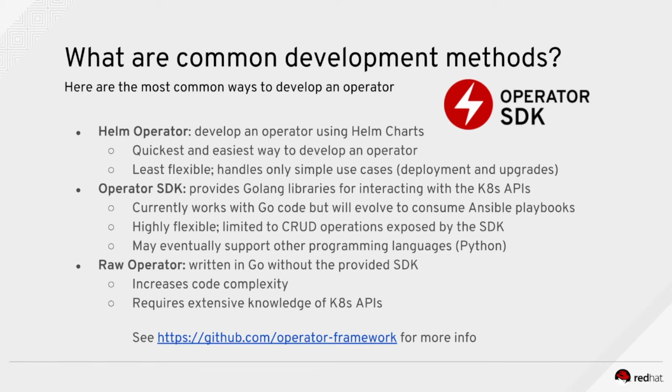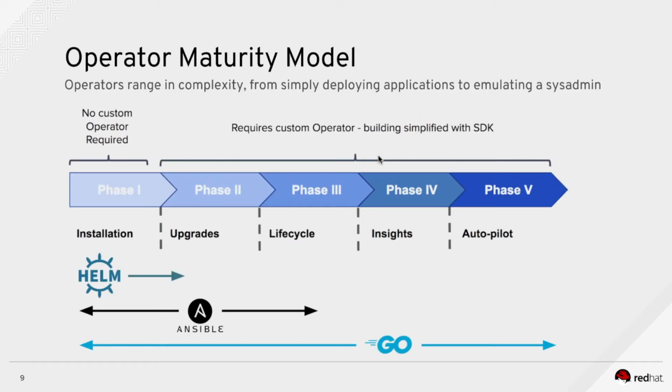The raw operator: these are written in Go without the provided SDK, and that increases your code complexity quite a bit and requires extensive knowledge of Kubernetes internal APIs. So for code clarity, there's really almost no reason not to use the SDK at this point. But you can get that on github.com/operator-framework.